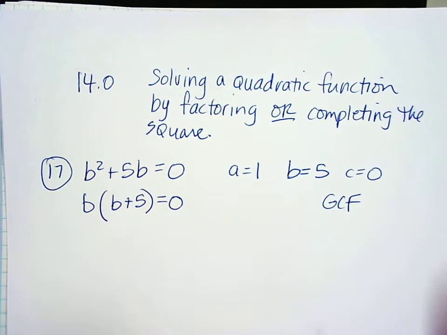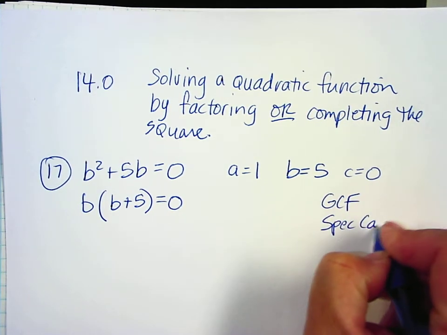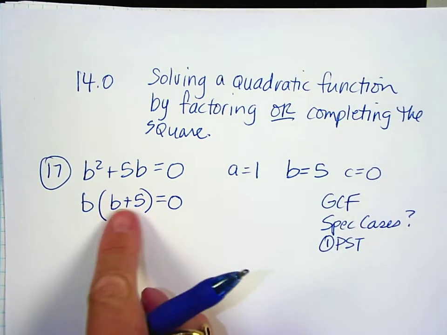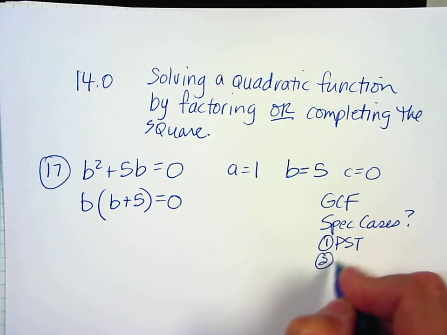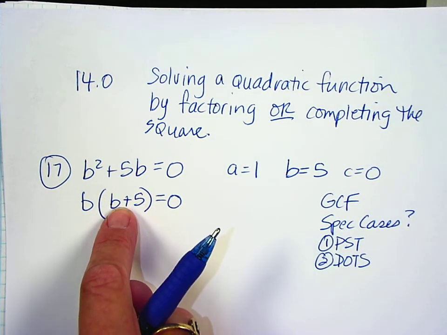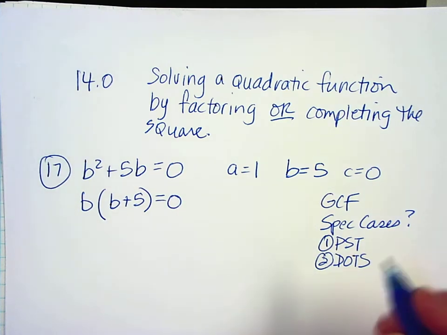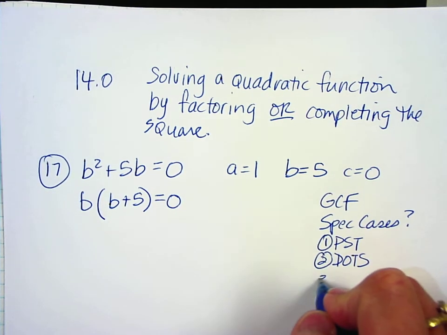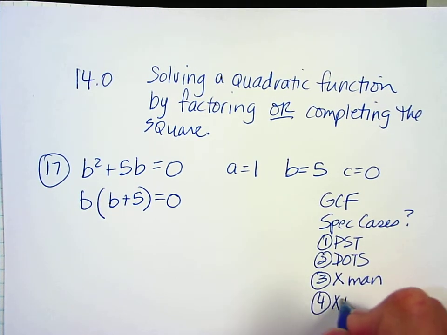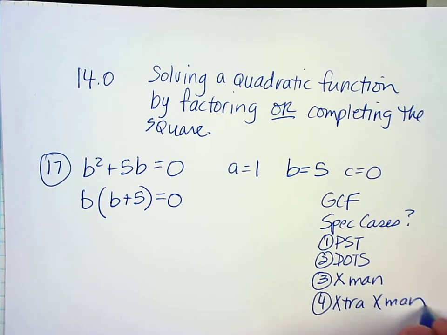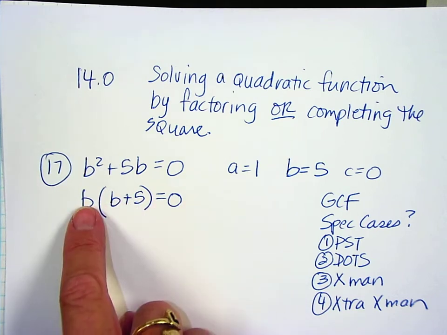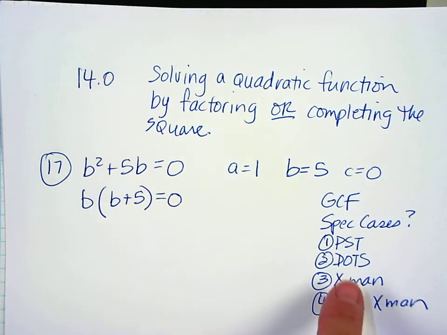Now I'm going to look at this, and I'm going to say, is it a special case? It's not a PST because it's not a trinomial, and it's not DOTS because it's a binomial, but it's not the difference of two squares, so it's not a special case. Now I'm going to ask myself, can I use X-man or extra X-man? And I'm going to say, no, I can't, because it's not a trinomial. It's a binomial, and the only way I can factor a binomial is if it has a GCF, which I already pulled out, or if it's DOTS, which this is not.